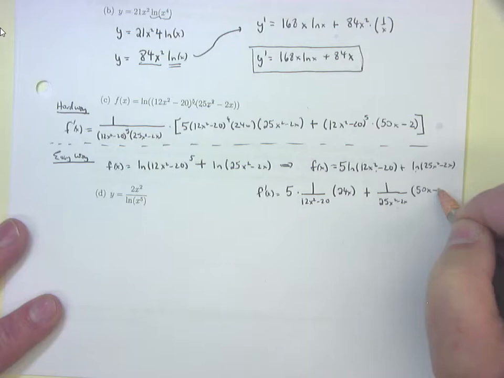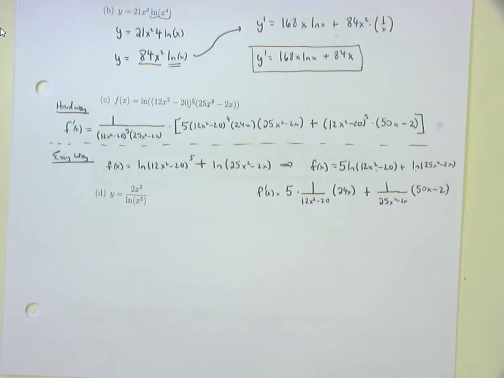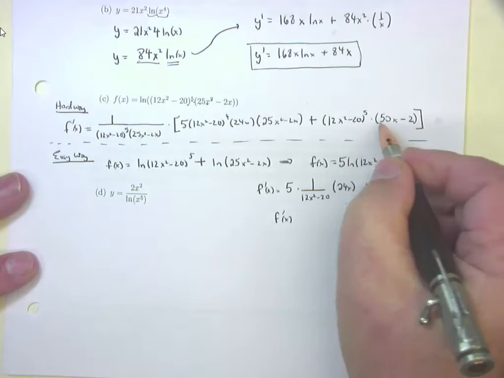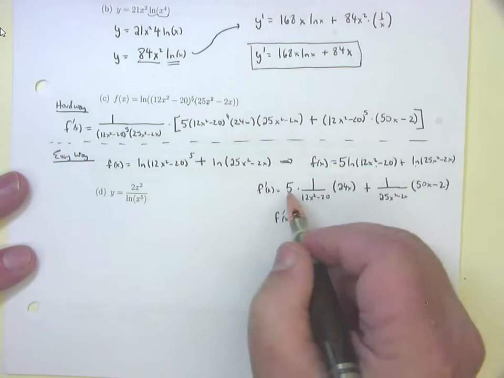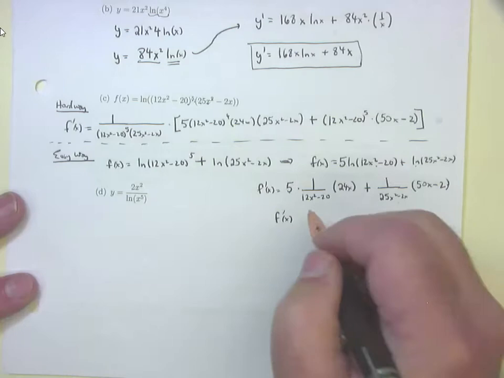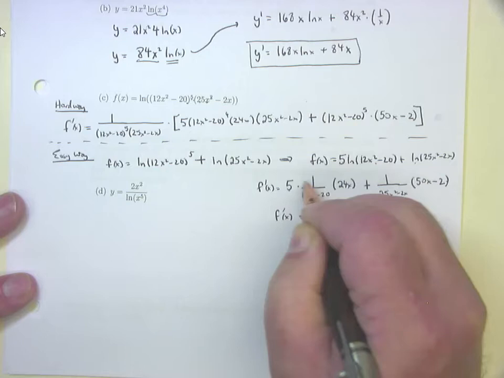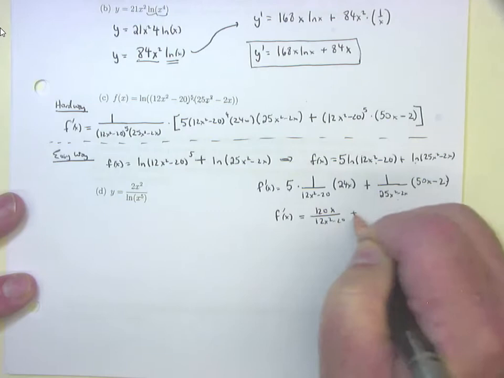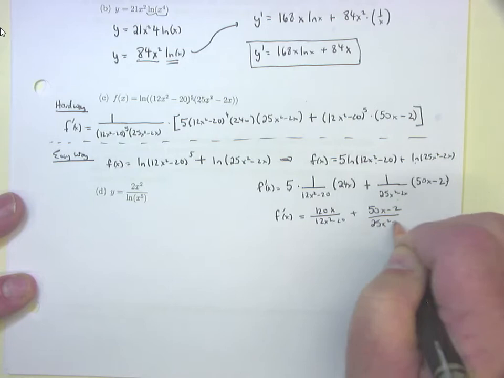Well, you can clean them up, but cleaning them up at the end, look at this thing. I'm going to make you guys have to clean this thing up. You'll be there an hour trying to clean this thing up. Put your comps together. What's 5 times 24? 5 times 24 is 120. So the derivative would be equal to 120x, just putting that in the numerator, divided by 12x squared minus 20, plus, putting this in the numerator, 50x minus 2 over 25x squared minus 2x.